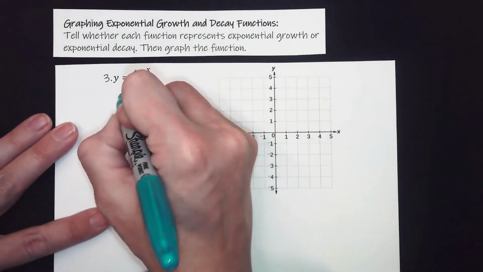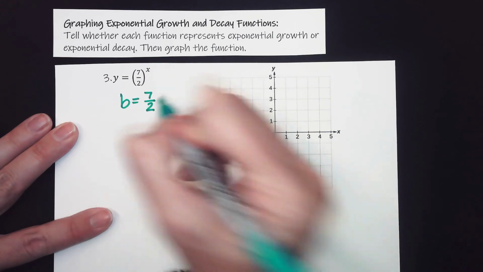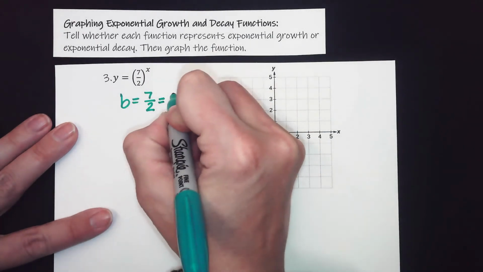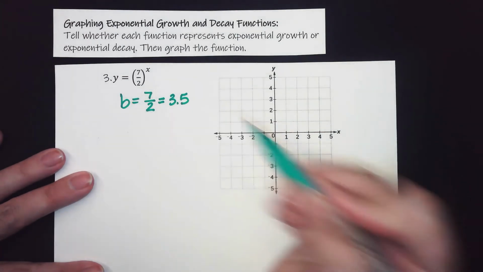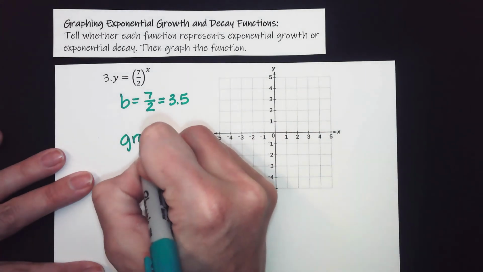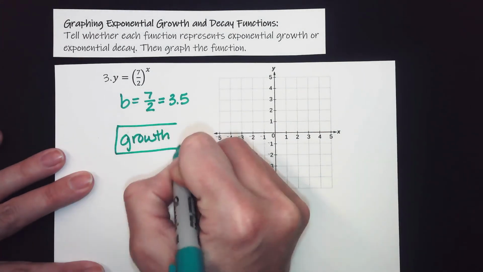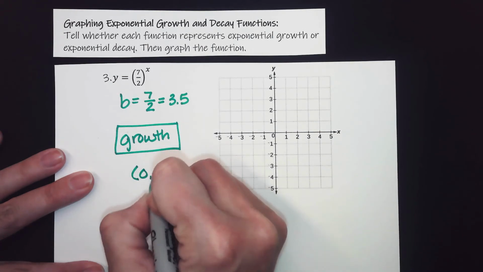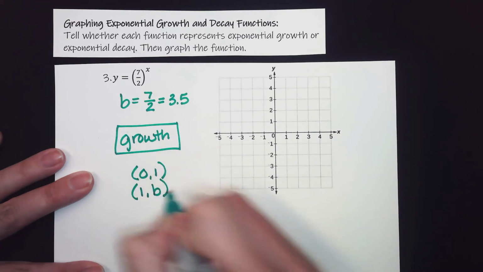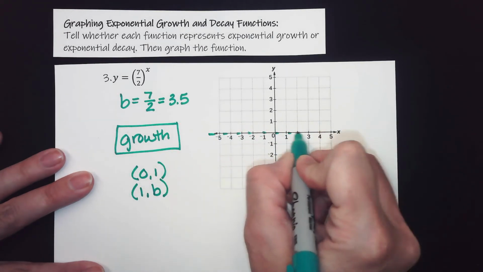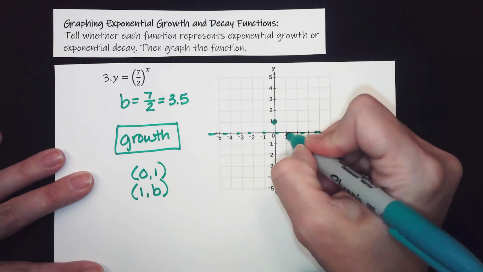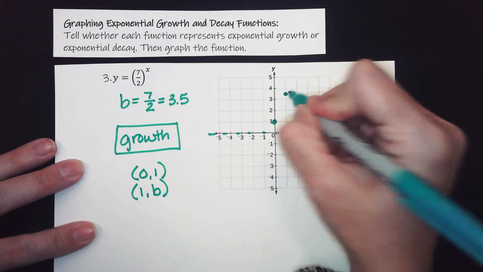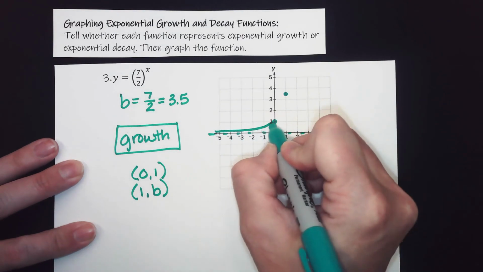All right, number 3. This time my b is 7/2, which is the same thing as saying 3.5. All right, so that's greater than 1, so I know this is exponential growth. I'm going to have the points 0, 1, and 1, b, and an asymptote. Okay, 0, 1, 1, and then our b is 3.5. So this one gets steep very quickly.